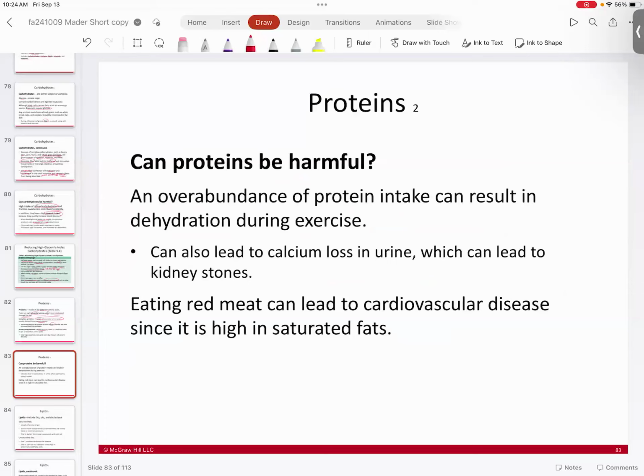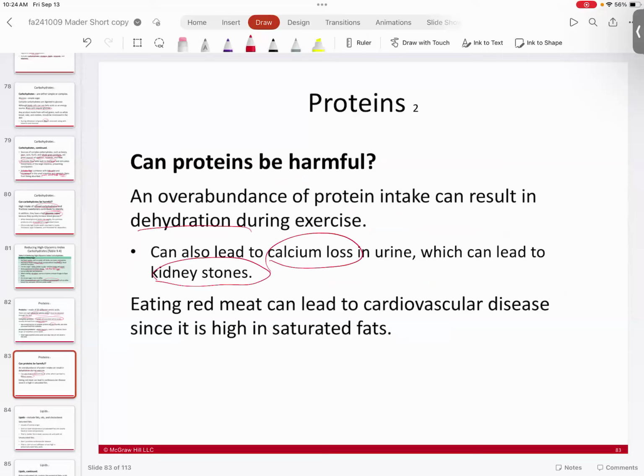Okay, can proteins be bad? Obviously, anything in overabundance can be bad, right? So if you take in too much protein, you can get dehydrated during exercise. It can also lead to calcium loss, which is a bad thing. That'll also weaken your bones. And it can also cause kidney stones as well.